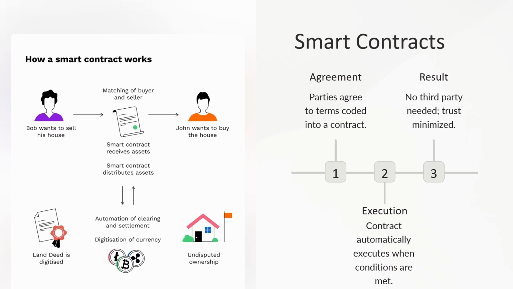A key feature of Ethereum is its ability to execute smart contracts. A smart contract is a self-executing contract where the terms are written directly into the code. When predefined conditions are met, the contract automatically executes without the need for a middleman. Let us understand this with the help of an example.